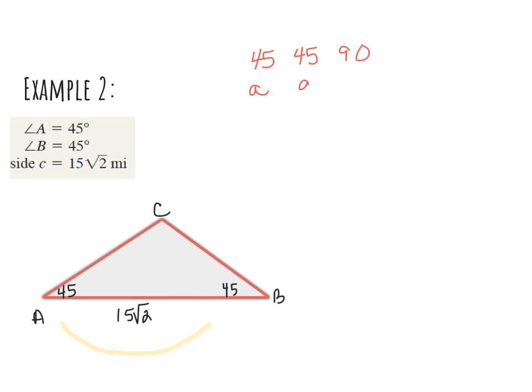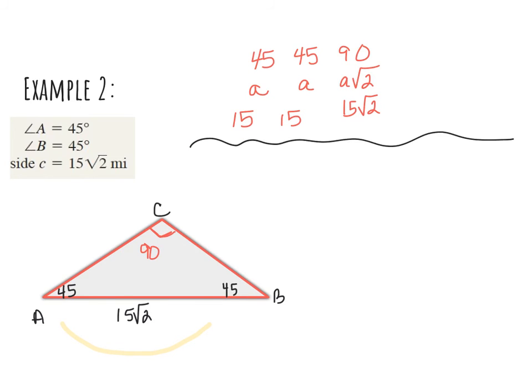of A, A, A root 2. We know that the hypotenuse is 15 root 2, which means the missing side is 15, and that missing angle would be 90 degrees. Now, if we did not recognize this as a special right triangle, we can totally use law of sines, and we should get the same answer regardless.